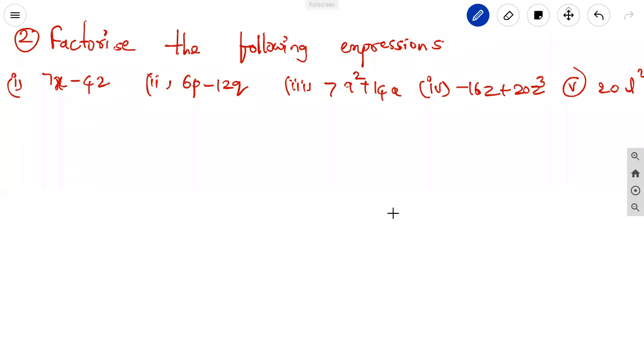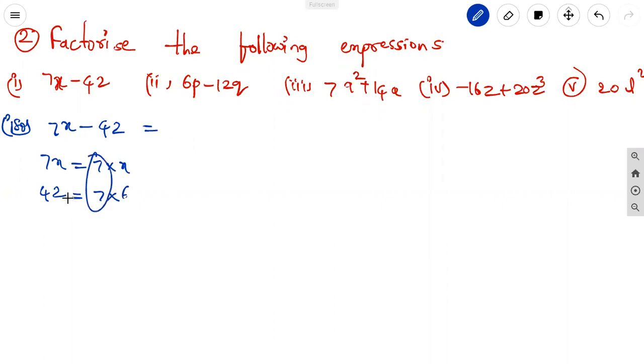Second question, factorize the following expressions. The first one is 7x minus 42. So 7x means 7 into x. 42 means 7 6s are 42. So we can write 7 is the common.